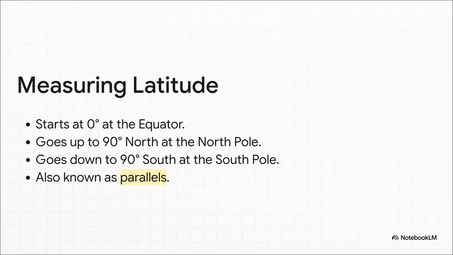And the way we measure it, super simple. You start at 0 degrees, right at the equator. As you go up, the numbers climb all the way to 90 degrees north, right at the North Pole. And as you go down, they drop to 90 degrees south at the South Pole. Oh, and since these lines run alongside each other but never ever touch, they've got a perfect nickname, parallels.